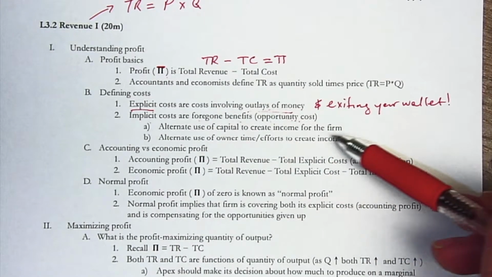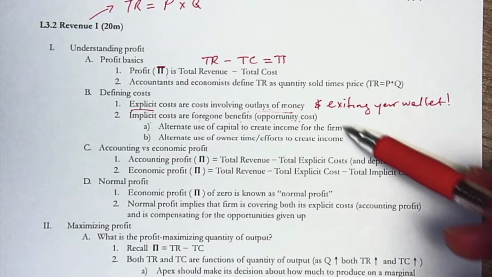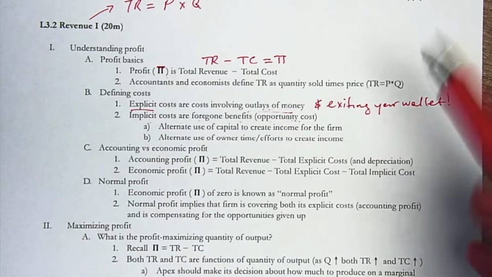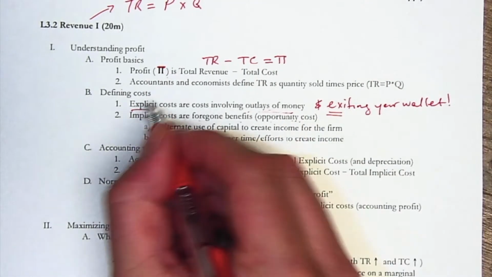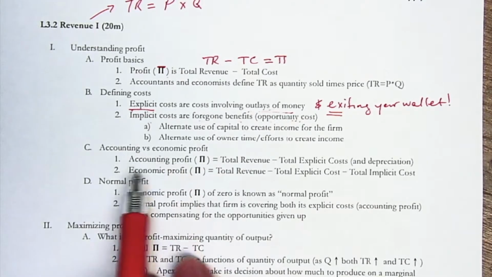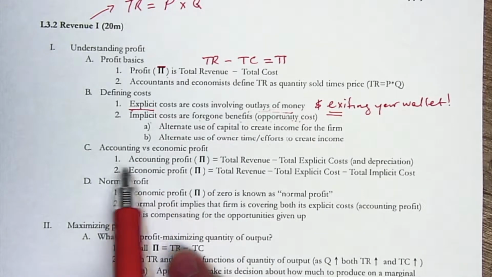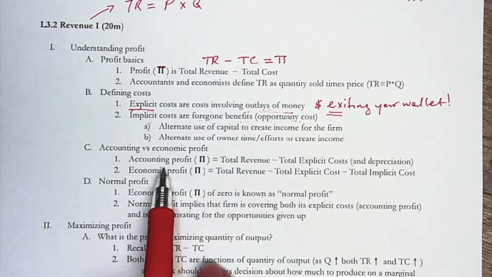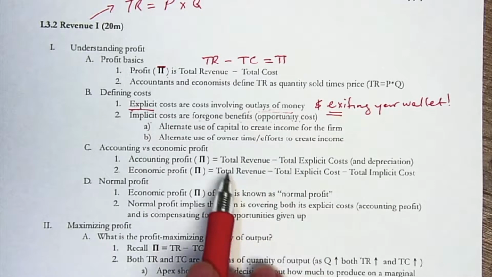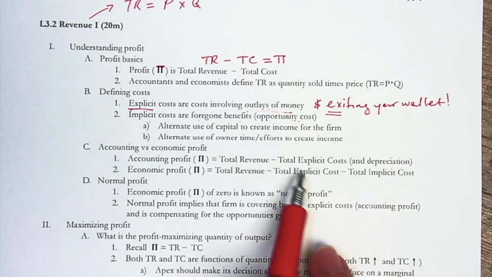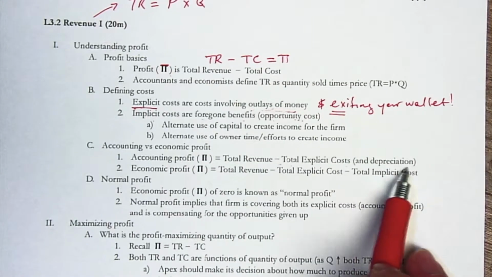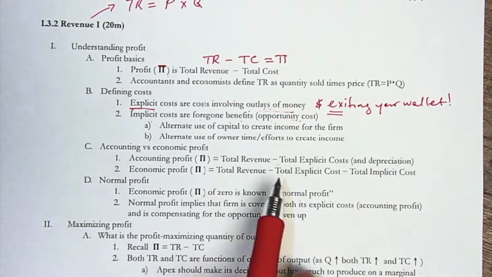So in many questions you're going to get asked, what are the implicit costs? Those are not ones where they involve money exiting your wallet. Those are explicit. But they are important costs to be aware of. Now, accountants and economists, I just said, define costs a little differently. For accountants, and many of your parents are accountants and you're studying to be accountants, profit is just total revenue, defined the same way, minus just the total explicit costs, and sometimes something called depreciation, which I'll talk about in a second.